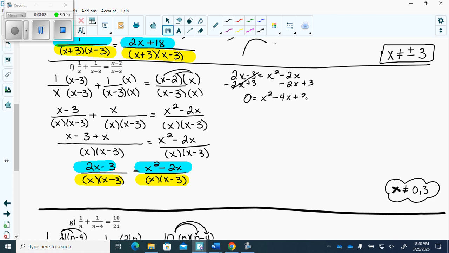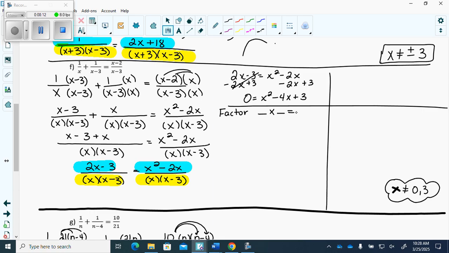And then I can do this one of 2 ways. I can factor. Factoring doesn't always work, but for this one it will. I say what times what equals 3, what plus what equals negative 4, and I get negative 3, negative 1. And because I have a 1 in front of my x squared, I can go right to brackets. I get x minus 3, x minus 1. If I don't have a 1 in front, I have to do decomposition.